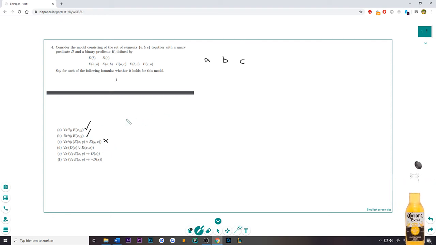Okay, so C is saying that for all x and all y, right, for all xy combinations, we have Exy or we have Eyx, okay? So let's say we take x is A and y is A, okay? Then we have AA, so that works, right? Now let's say this is not A, but this is B, then it still works. If it's C, it also works, right?